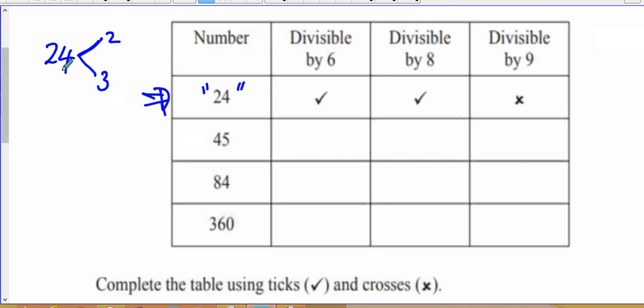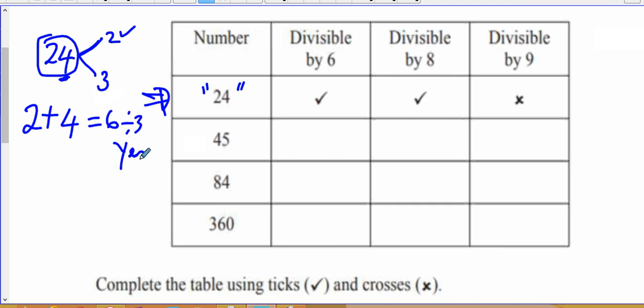Now, is this number 24 divisible by 2? How do we know? Look at the last digit. The last digit is a 4. So, since it is ending with a 4, this number is divisible by 2. How about being divisible by 3? You remember the discussion? We said add the digits. What is 2 plus 4? 6. Is 6 divisible by 3? The answer is yes. So here the answer was yes, divisible by 2.